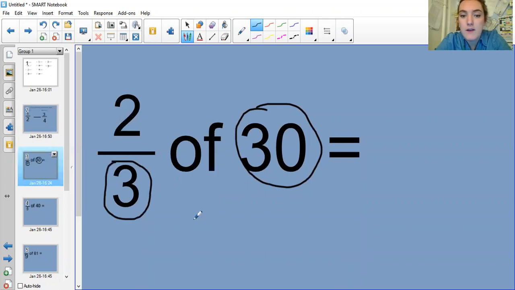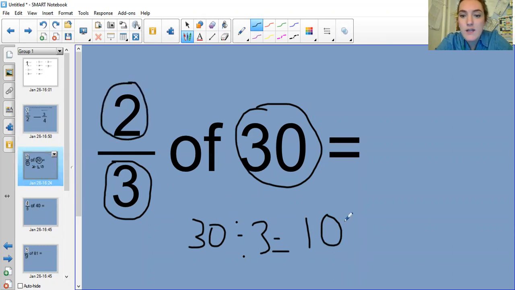What is 30 divided by 3? Okay, how many 3's go into 30? Well, if you use your 3 times table, you know that 3 times 10 is 30. So 30 divided by 3 is 10. Then once you get your answer, 10, you need to multiply this answer by the numerator, our number on the top. So you need to do 10 times 2, which we know is 20. So 2/3 of 30 is 20.